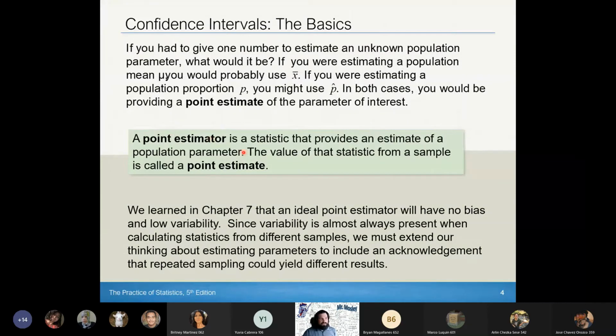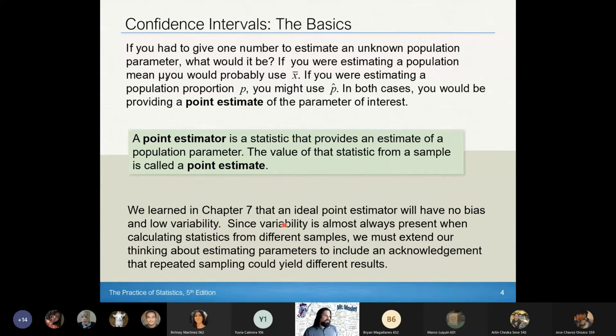A point estimator is a statistic that provides an estimate of a population parameter. The value of that statistic from a sample is called a point estimate. So the point estimator is the type of statistic, like x bar, the sample mean, or the sample proportion. The actual value is the point estimate.